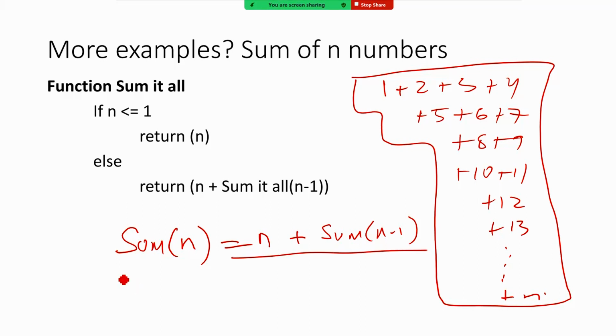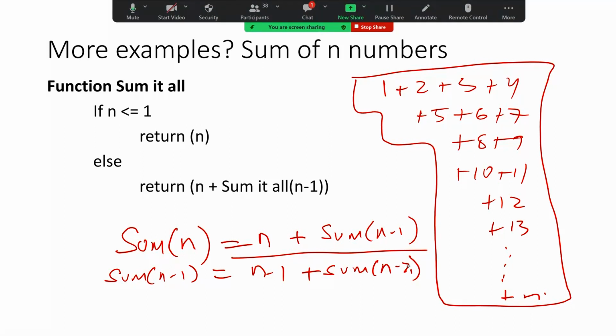And what is sum of n minus 1? Sum of n minus 1 is going to be n minus 1 plus sum of n minus 2. And what's the base case? If n is less than 1, either 0 or 1, return n. So sum of 0 is going to be 0, sum of 1 is going to be 1, sum of 2 is going to be 1 plus 2 is 3, and then so on and so forth, right?